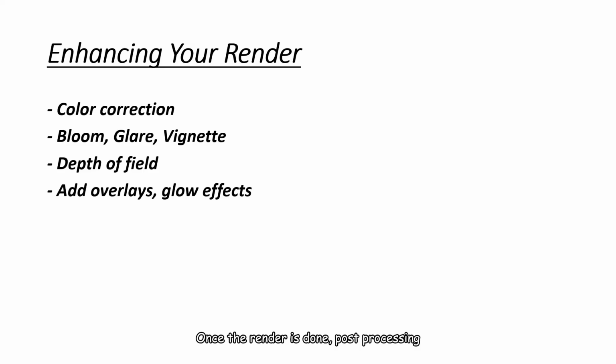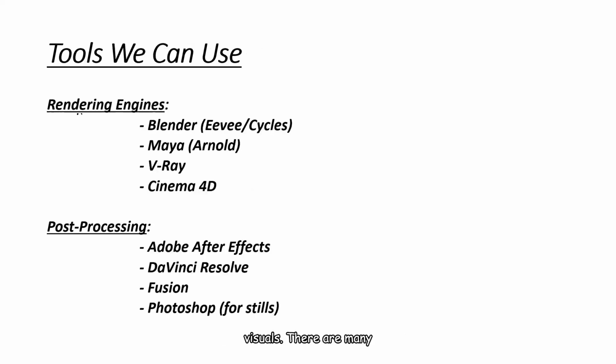Once the render is done, post-processing helps us elevate the final image. We might tweak colors and effects like bloom or glare, or use depth of field to enhance focus. These subtle touches add polish and emotional depth to our visuals.